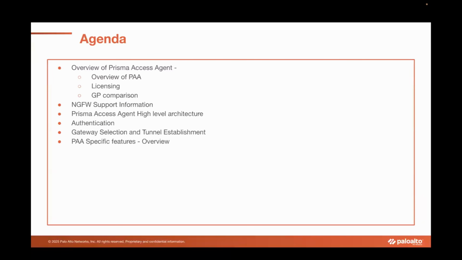So as part of this session, I will be covering the details of the Prisma Access Agent, the licensing, comparison with Global Protect, information regarding support for the Prisma Access Agent on the NGFW at a very high level. And we'll also look into the architecture of Prisma Access Agent, the authentication and how the gateway is selected and the tunnel is established. And we'll also look into some of the Prisma Access Agent specific features at a high level.